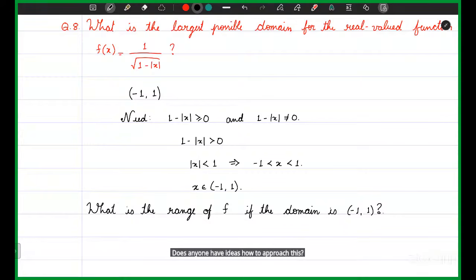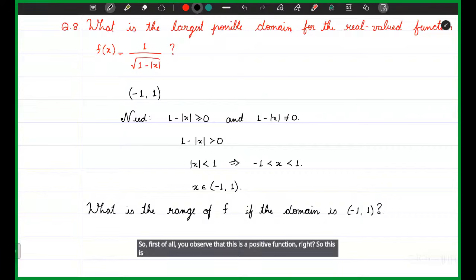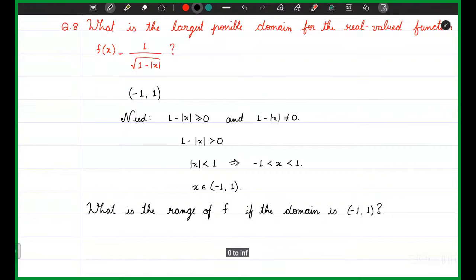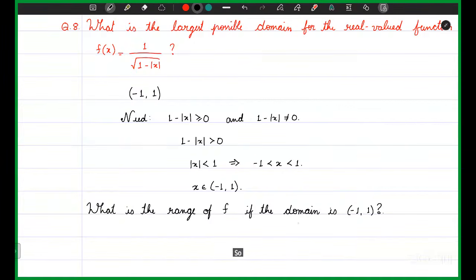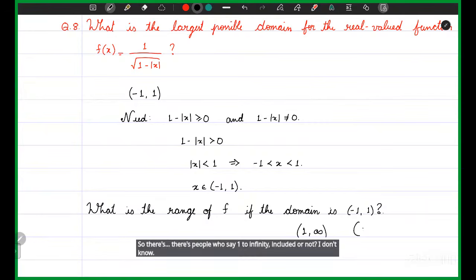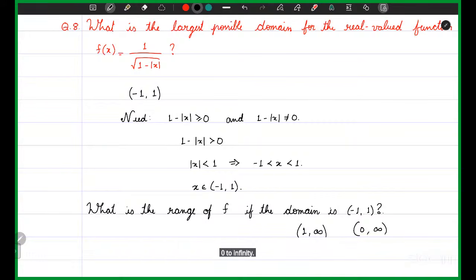Sir, 1 to infinite. So first of all, you observe that this is a positive function, right? So this is 1 by some positive number. So of course it's positive. So there are people who say 1 to infinity, included or not, I don't know. There's 0 to infinity. Which one of them is correct? Or is it something else?